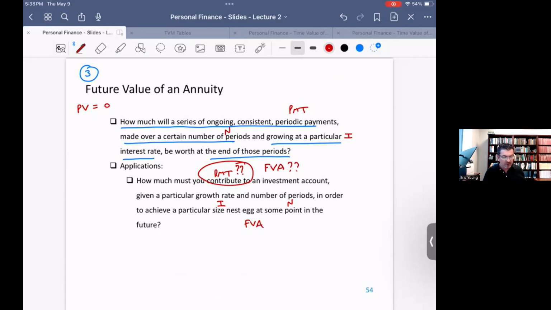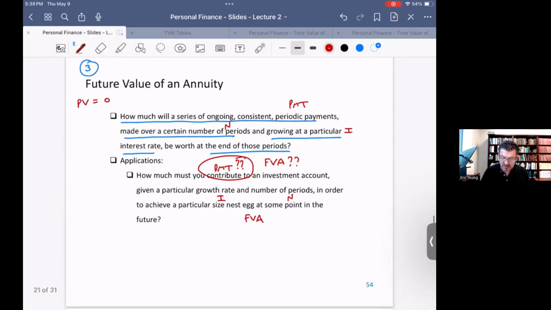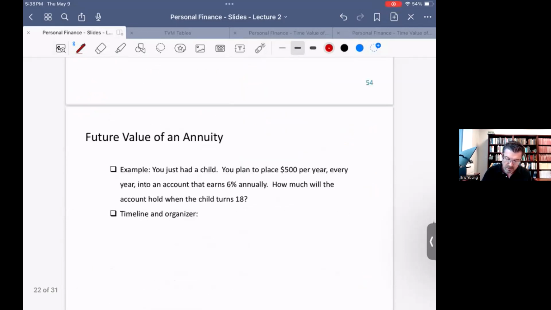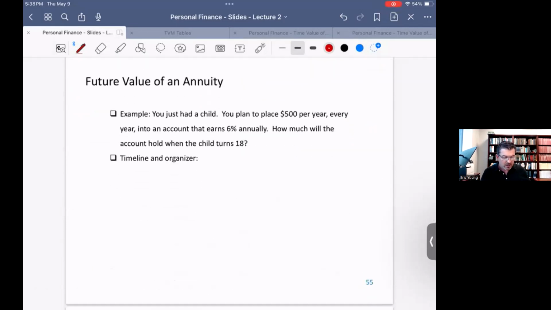Make it real clear. These are really powerful calculations because with this simple tool, you can start doing what amounts to really life-changing planning. Okay, so here's an example. You just had a child. You plan to place $500 every year into an account earning 6%. How much will the account hold when the child turns 18? Now, since the child was just born, we know that the present value is 0.